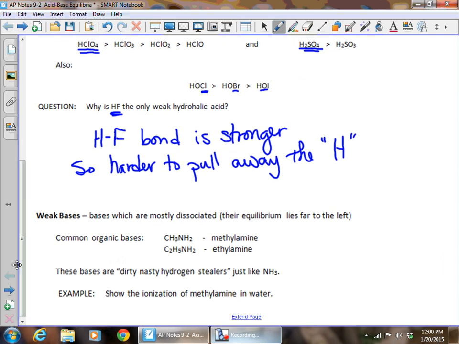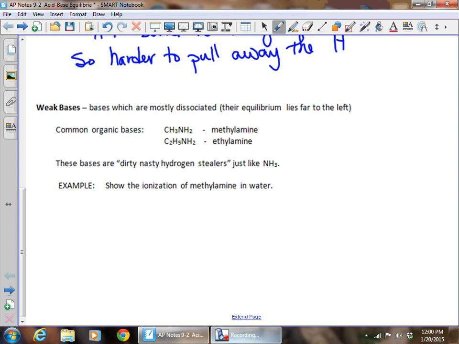Now, weak bases. We know that the strong bases are the hydroxides of groups 1A and 2A, except for magnesium. The rest of them are easy to recognize. They're all hydroxide compounds. It's the organic bases that we sometimes miss. We know NH3 is a base. I hope you know by now that it's a base, and it's going to produce hydroxide ions in water. The same thing happens with any organic base that has that NH2 on the end. These are kind of like derivatives of ammonia.